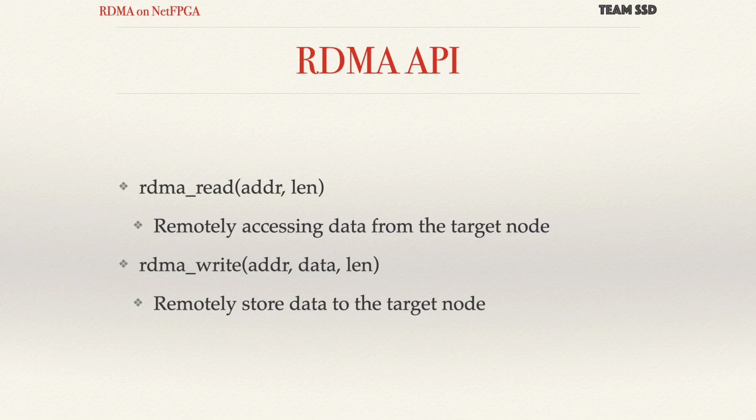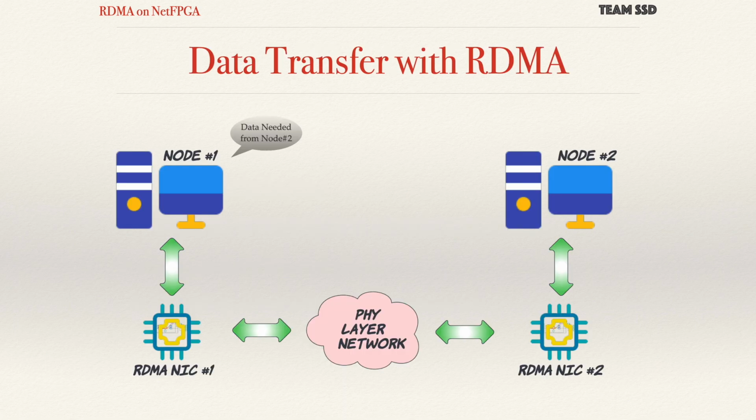To do this, we are providing our own RDMA API, which involves two instructions. One is the RDMA read and the other one is RDMA write. An RDMA read would be used to read some data from a remote node, and RDMA write would be used to write some data into the memory of the remote node. So now we'll see the same example with our RDMA protocol implemented.